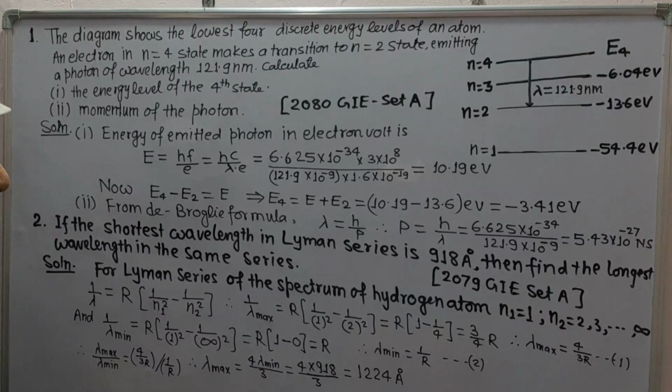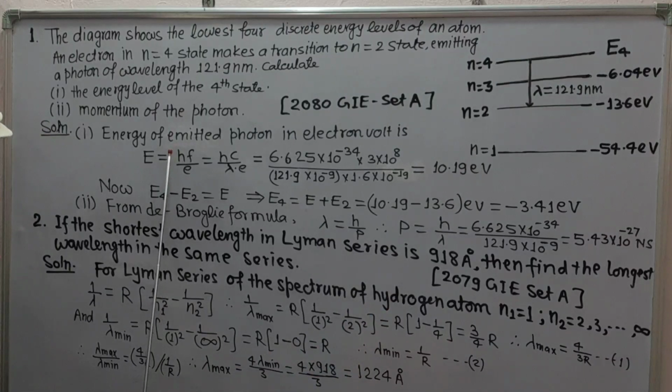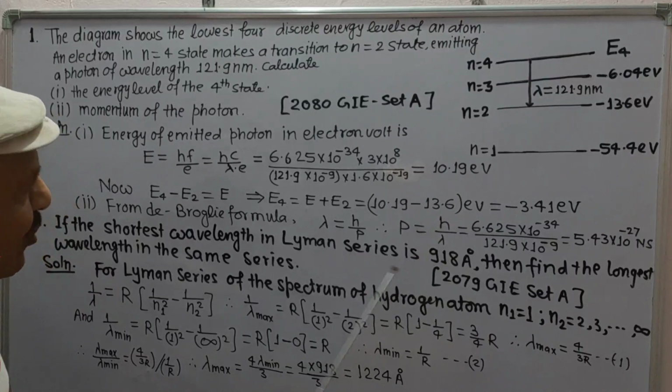121.9 nanometer. Now solution. Energy of emitted photon in electron volt will be, energy of this photon will be hf joule, and when it is divided by e, it becomes energy in electron volt. So E will be equal to hf upon e, which is hc upon lambda upon e, and putting the corresponding values we get E as 10.19 electron volt.